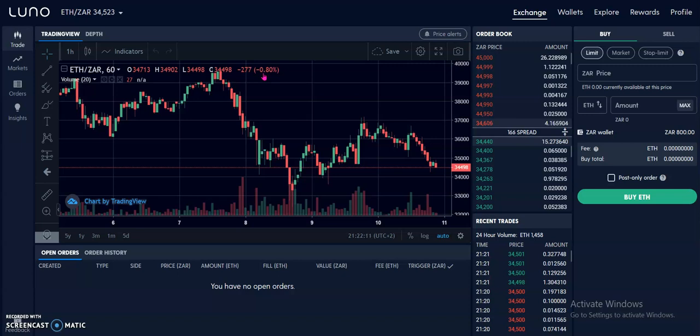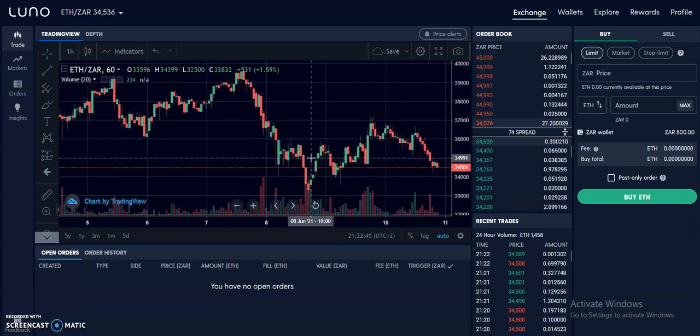In this case, we are either going to buy or sell on the platform. We want to buy some Ethereum, so we're going to choose the pair that we want to interact with. Because we're based in South Africa, we're going to choose the Ethereum ZAR pair. At the moment, you can see Ethereum is trading at a price of 34,541 rands.